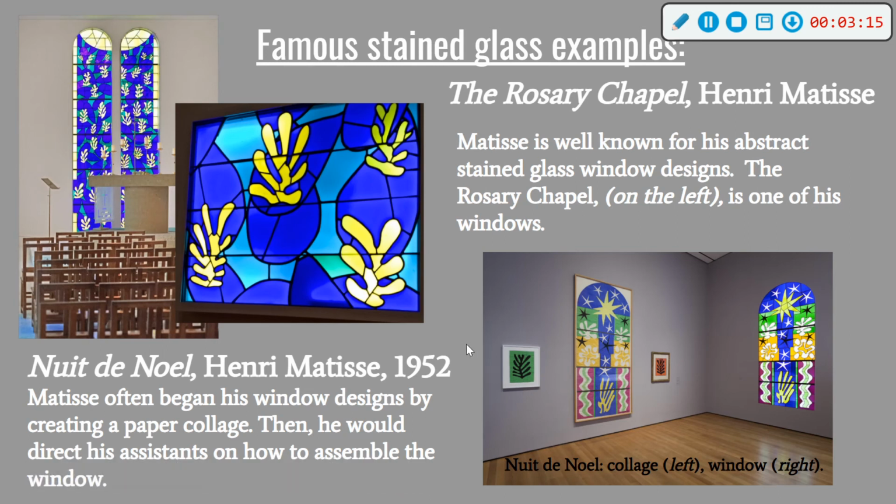So Matisse often began his window designs by creating a paper collage. And a collage is where you would cut paper and glue them in an arrangement that you like. So then he would direct his assistants on how to assemble the window.